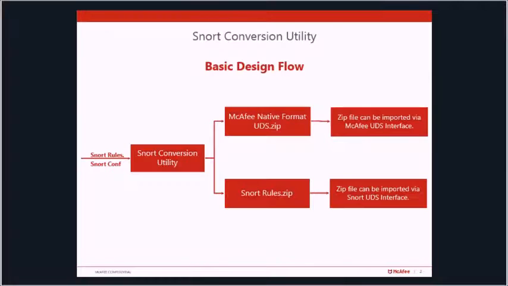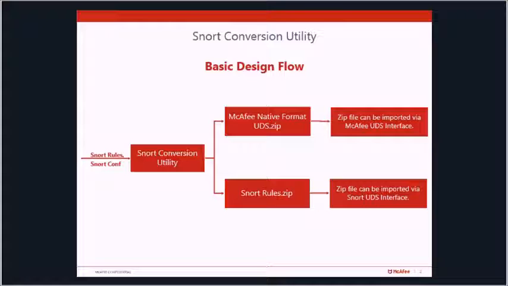The design for this particular utility is pretty simple. This is the basic design flow. The customer imports snort.rules and snort.conf file to the Snort conversion utility. The conversion utility then performs analysis on every Snort rule and determines if it can be converted to the McAfee native format. If such a conversion is possible, then the utility converts the Snort rule to the McAfee native UDS format, which can then be imported using the NSM's UDS import wizard.